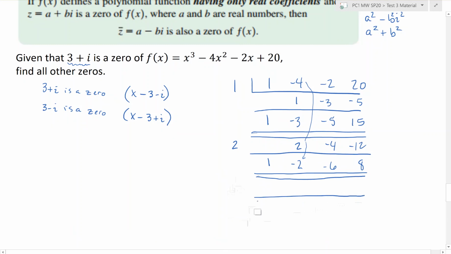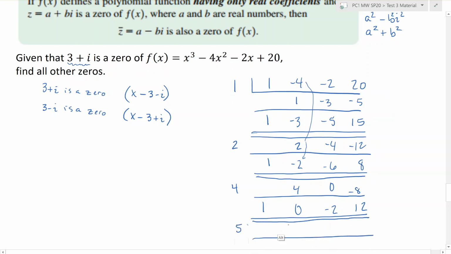4 is a factor, so let's try 4. Again, 1 is 4, -4 and 4 is 0, 0 and 4 is 0, -2 and 0 is -2, -8, 20 and -8 is 12, and that didn't work. Okay. So we're going to try the next possible rational zero.